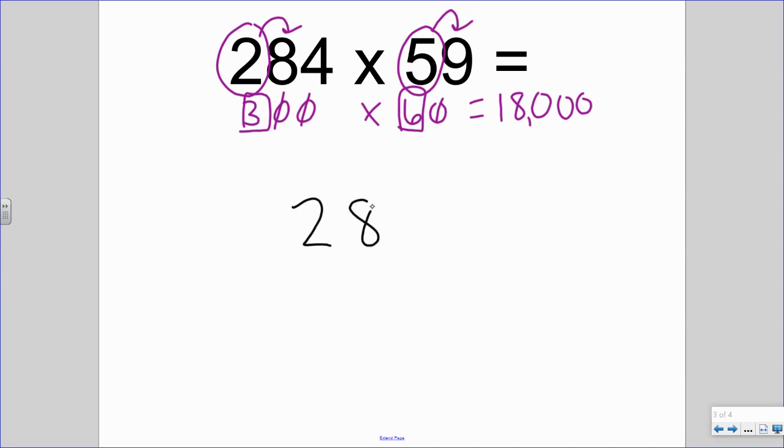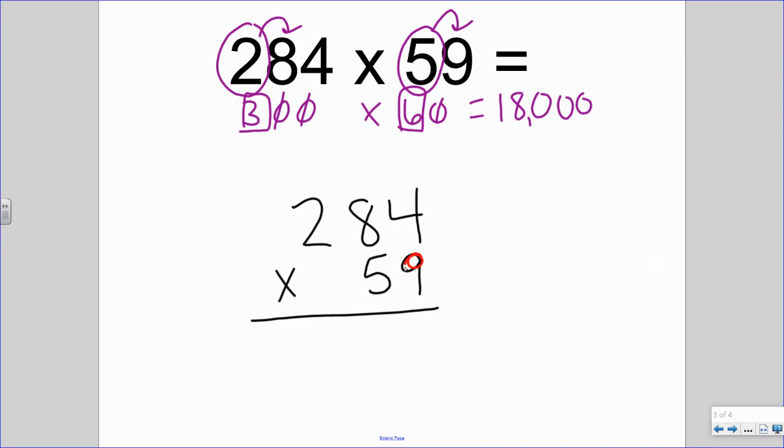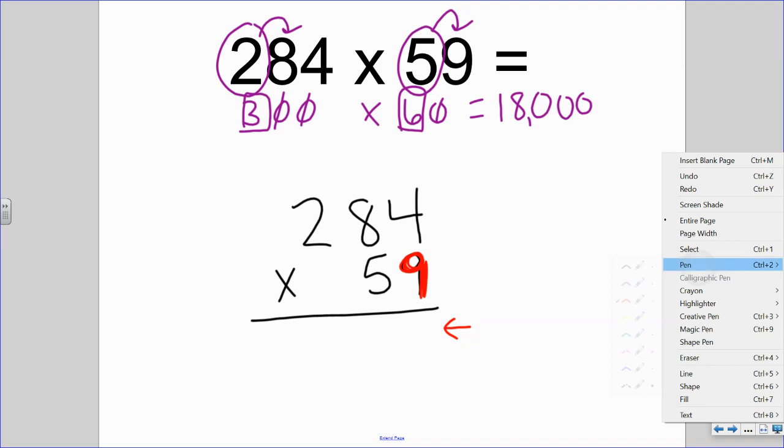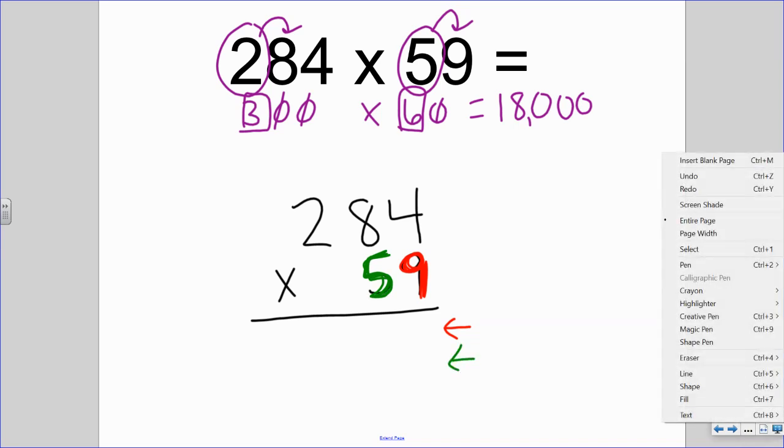So I have 284 times 59. I'm going to have two different problems set up here. The first problem is going to be 284 times 9, and that's going to give me the part of my answer there. I'm also going to do 284 times 50, not 5, but 50, and that's going to go here, and then I'll add the two pieces together.